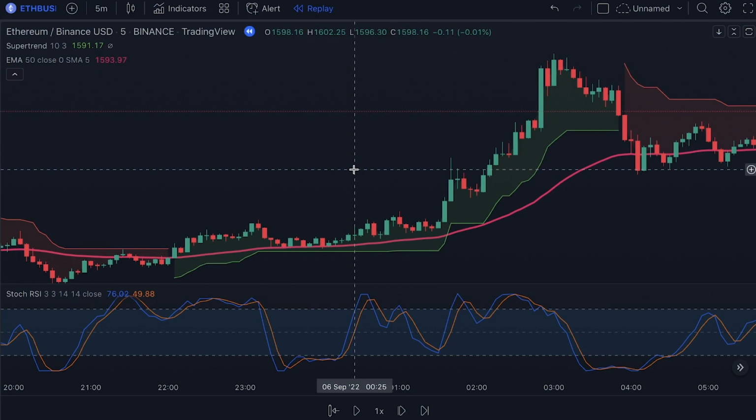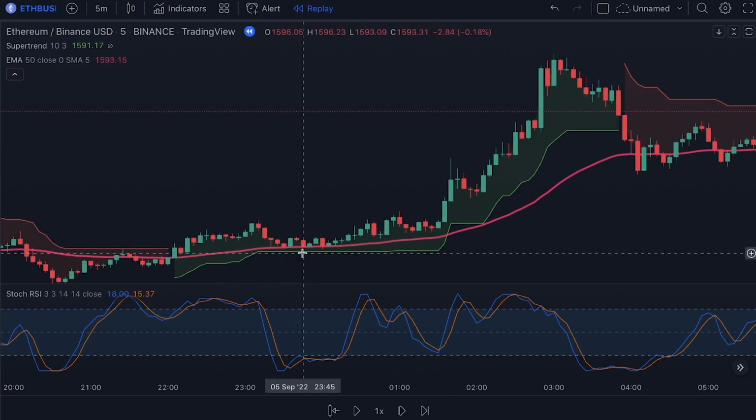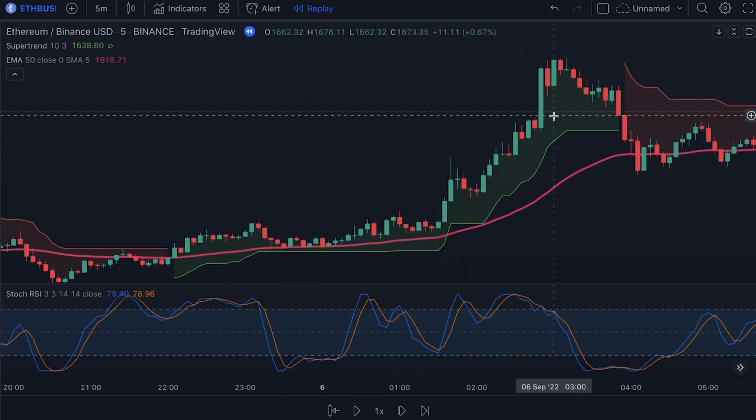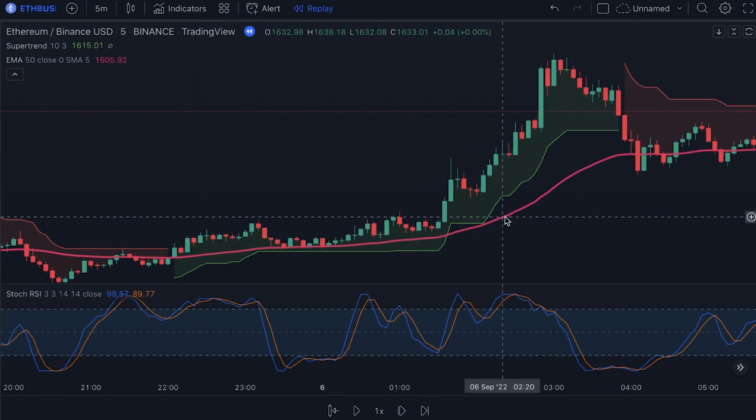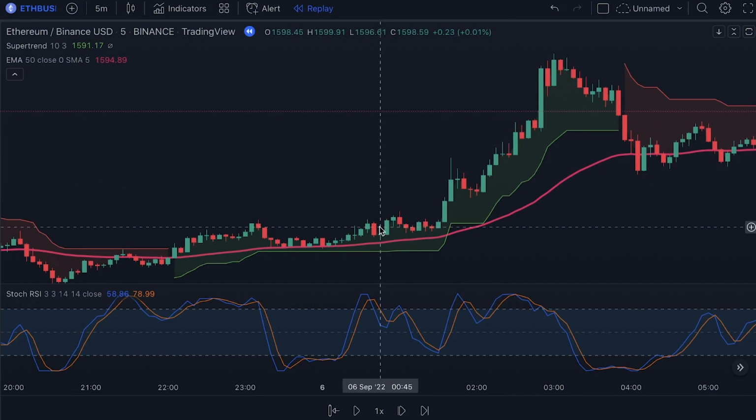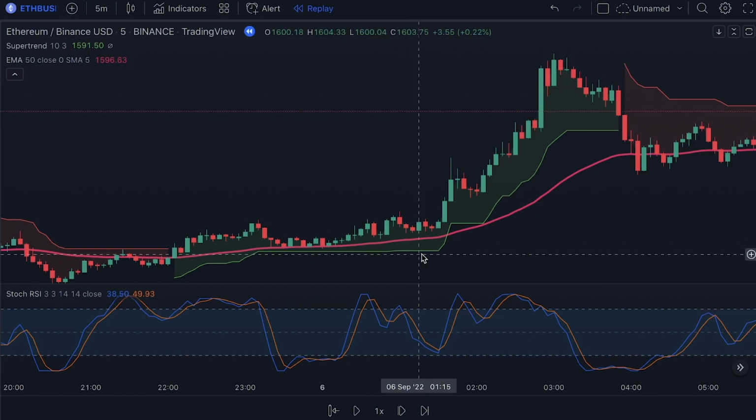So now that we have these indicators added in our TradingView chart, let's go over how to actually use these indicators. So when the super trend indicator is green, just like it is here, and the price action is trading above the 50 EMA, just like it is here, we are only allowed to take long positions. And that is because both super trend and 50 EMA confirm that we're currently in an uptrend.